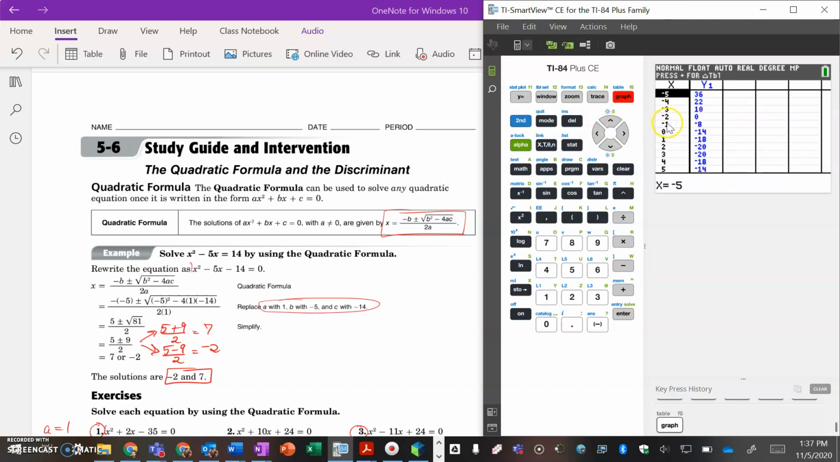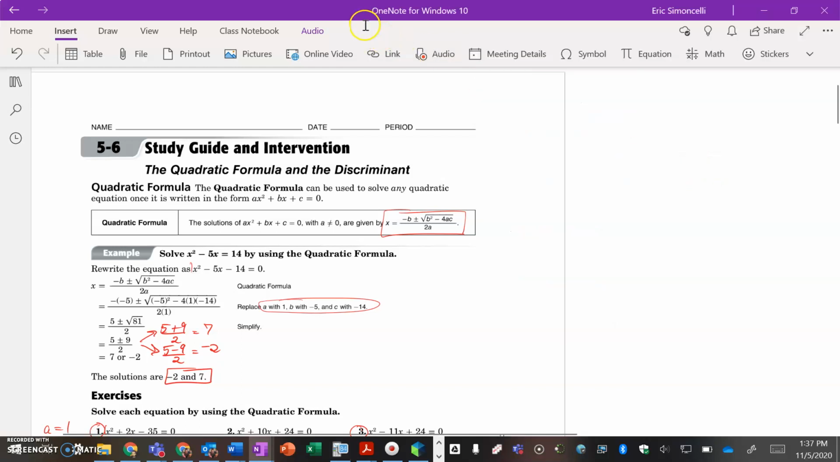So at negative 2, of course, 0. And if we go down to 7, we should see the same basic idea take shape. And in fact, surely 7, 0 is another x-intercept.